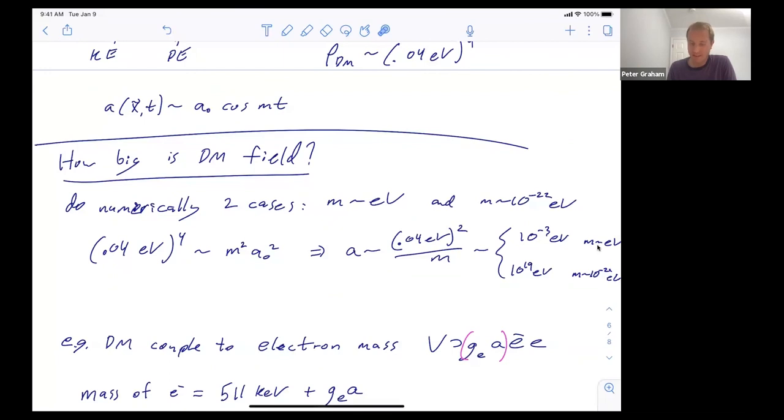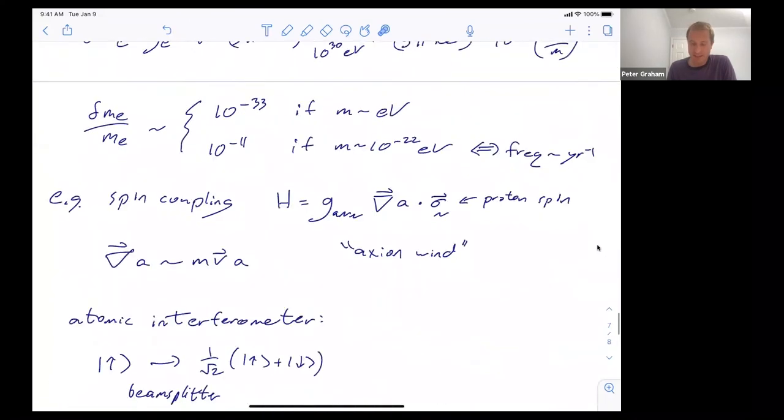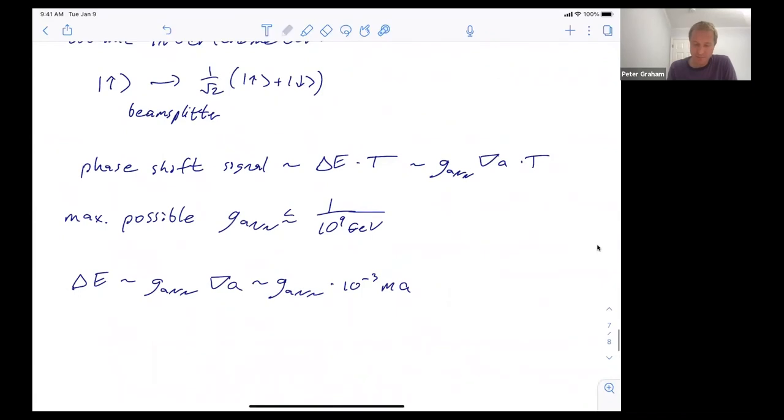Remember that? So that's actually very nice. This signal comes out independent of m. It just comes out to be 10 to the minus 3 times g_aNN times the square root of the local dark matter energy density, independent of the mass of the dark matter. So this signal size is not going to depend on the mass. Although the frequency of this, remember, this is an oscillating energy shift, oscillating at a frequency equal to the mass of the dark matter.